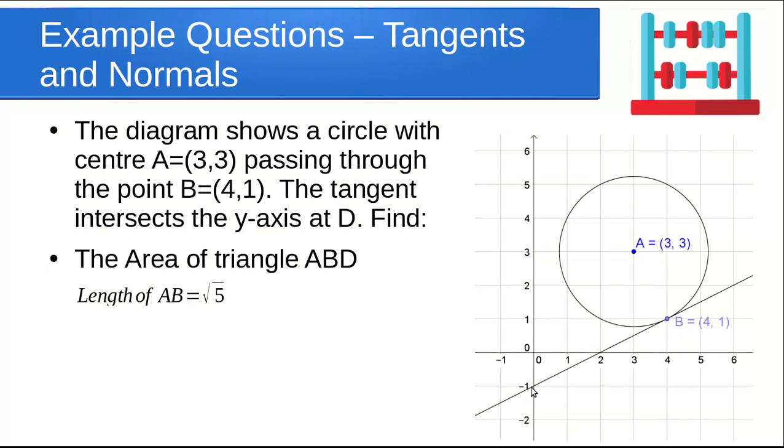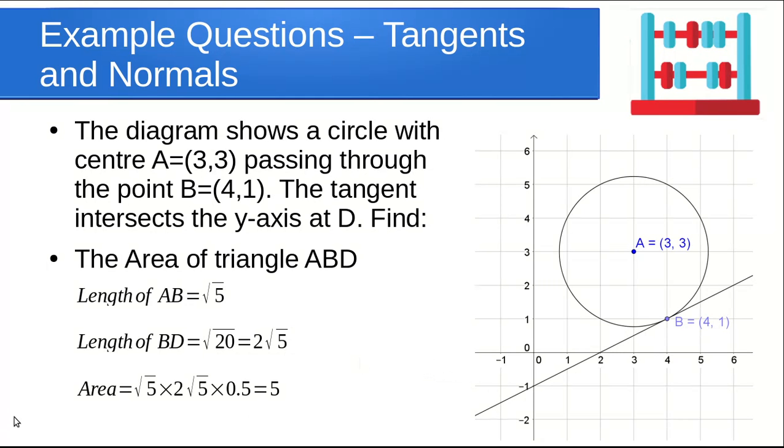Same for B to D. We've got 4 across, 2 down, so that's going to be 2 squared plus 4 squared. That's going to be root 20, which you can simplify to 2 root 5. Now all we have to do is multiply the length of AB times the length of BD times a half. And if you do root 5 times 2 root 5 times a half, you get 5. And so the area of triangle ABD equals 5.